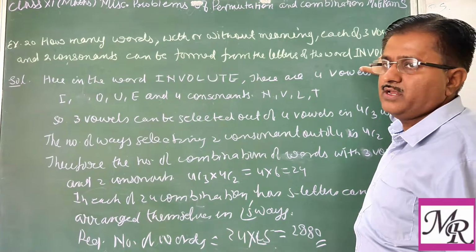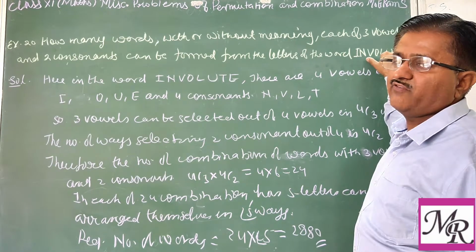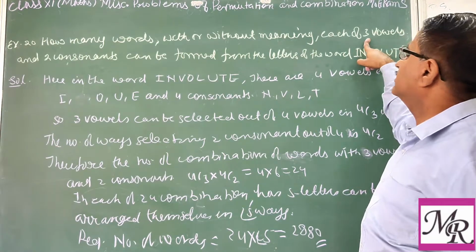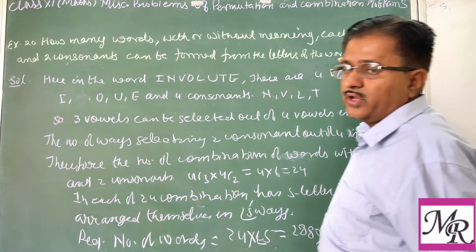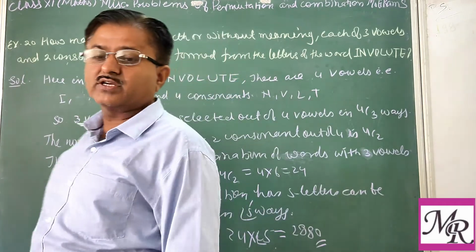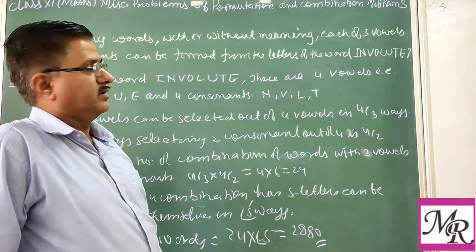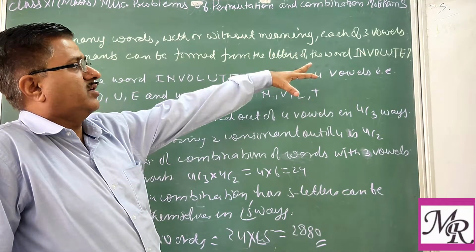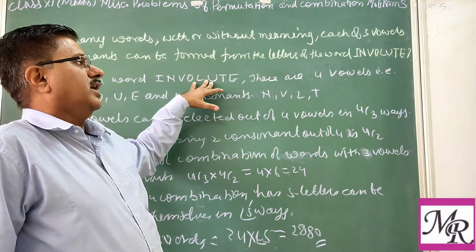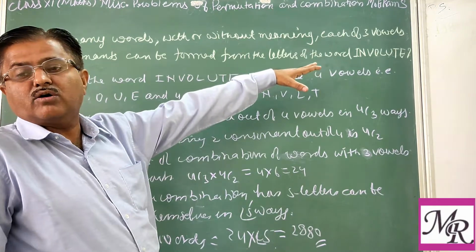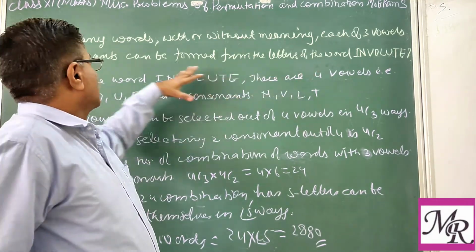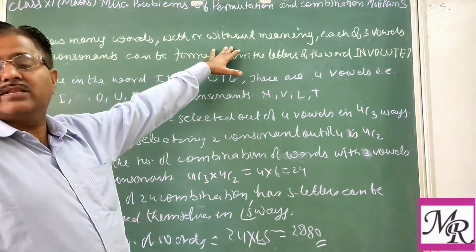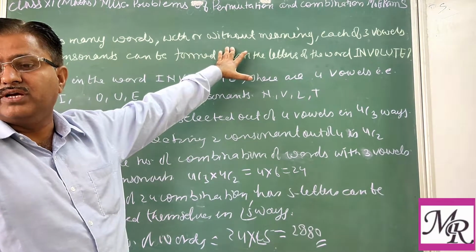Out of 8 letters, we have to select 5 at a time. In the 5-letter word we need, there are 3 vowels and 2 consonants. For such a problem, first of all we have to use combination, because first is selection. In how many ways can we select 3 vowels out of 4 vowels, and in how many ways can we select 2 consonants out of 4?